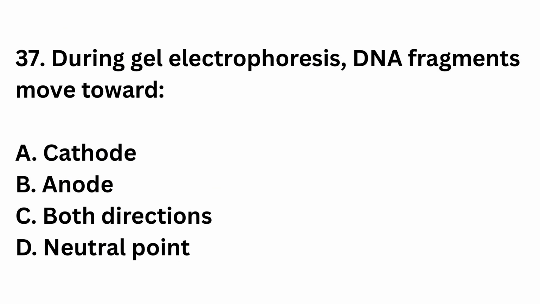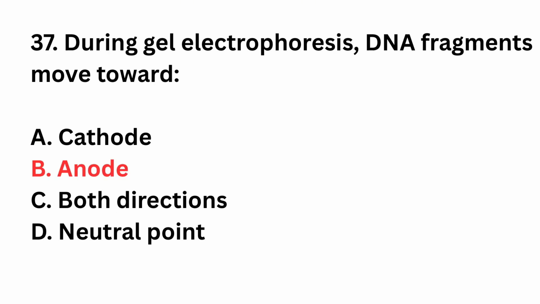Question number 37. During gel electrophoresis, DNA fragments move towards cathode, anode, both directions, neutral point. The right answer is option B, anode. DNA is negatively charged due to phosphate groups, so it migrates towards the positive electrode, anode.